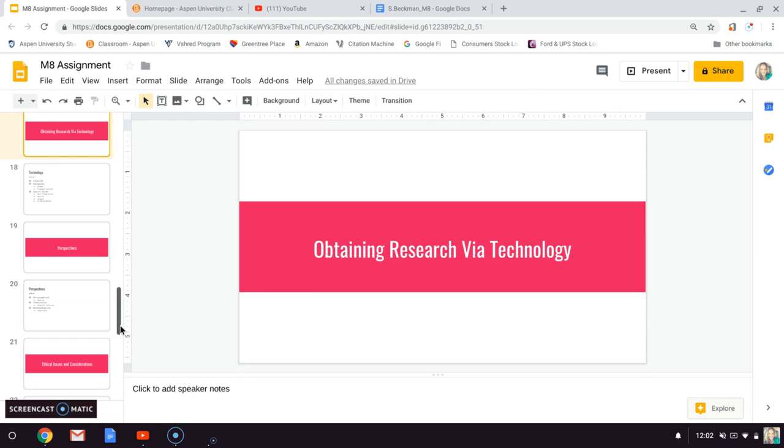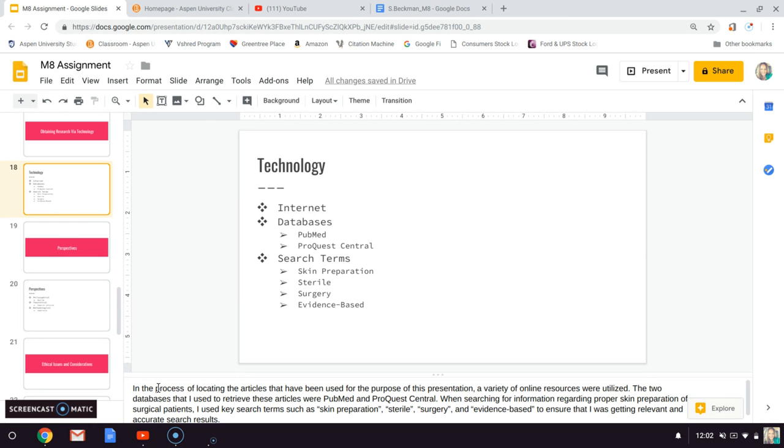Obtaining research via technology. In the process of locating the articles that I have used for the purpose of this presentation, a variety of online resources were utilized. The two databases that I used to retrieve these articles were PubMed and ProQuest Central. When searching for information regarding proper skin preparation of surgical patients, I used key terms such as skin preparation, sterile, surgery, and evidence-based to ensure that I was getting relevant and accurate search results.